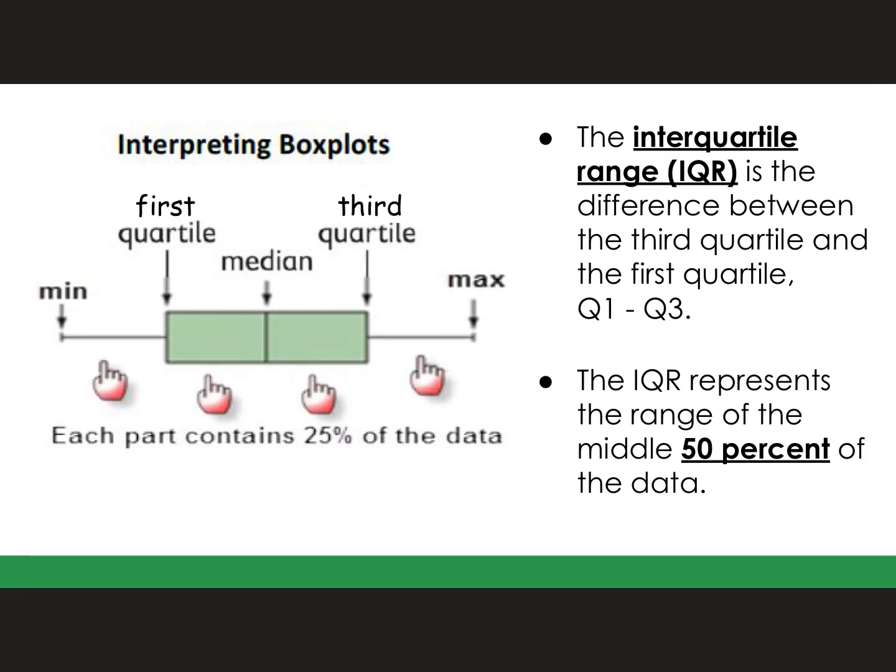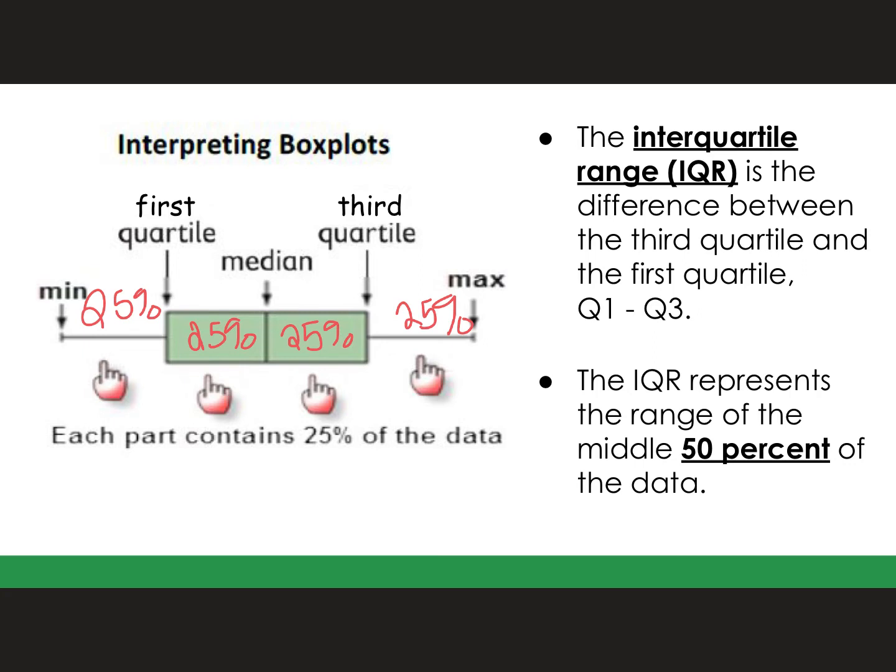So, box plots. This is a box plot, and you have a box in the middle and 2 lines on either end, and they all mean something. So each section is 25% of the data. The median is in the middle.